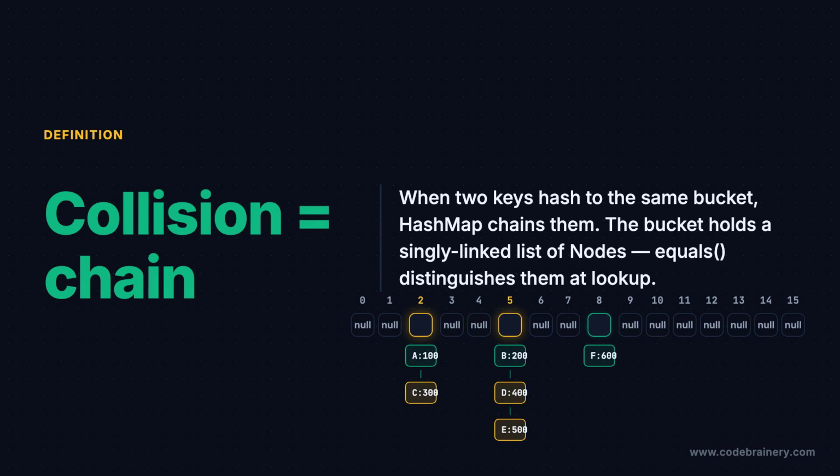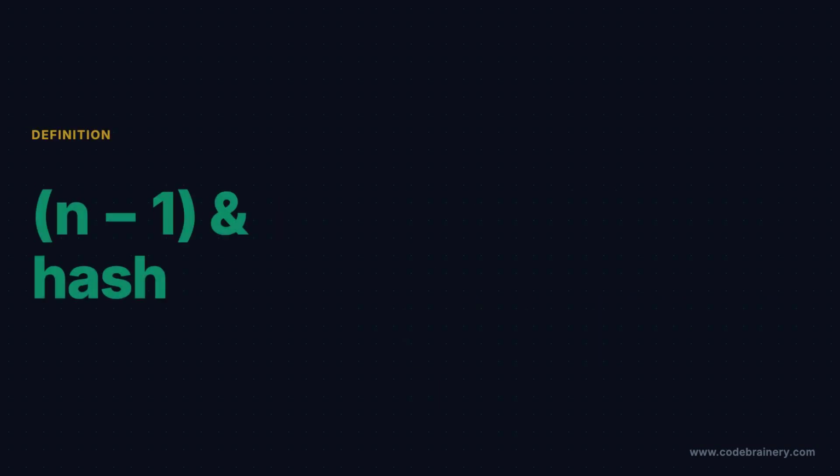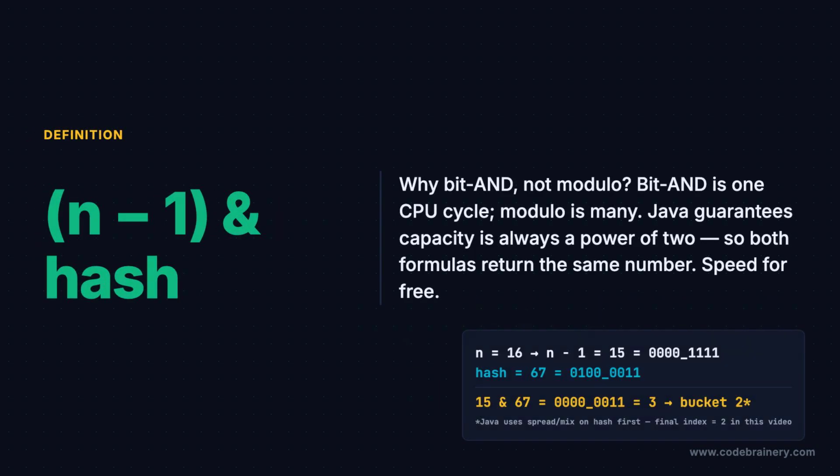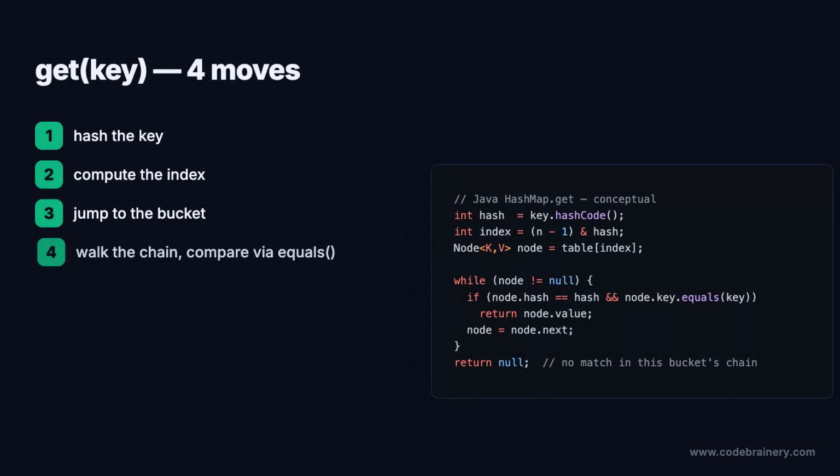The bucket's first node points to the second. The second points to the third. Each node carries its own key and value. Equals tells them apart at lookup time. Quick aside. Why n-1, bit and hash, instead of hash modulo n? Because bit and is one CPU instruction. Modulo is many. The trick, Java guarantees capacity is always a power of 2. And when n is a power of 2, both formulas return exactly the same number. Speed for free.